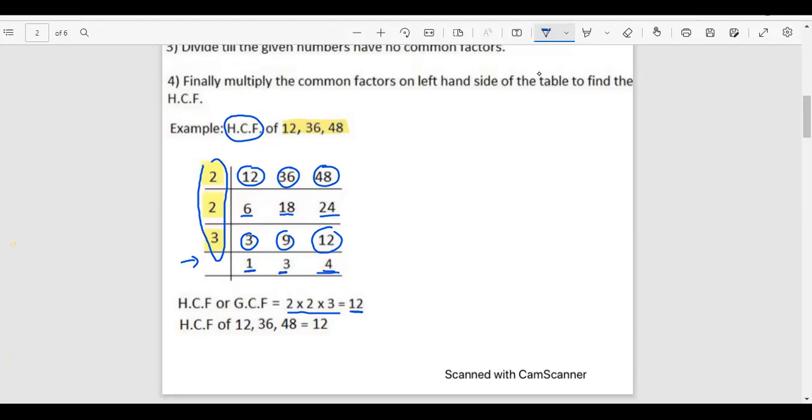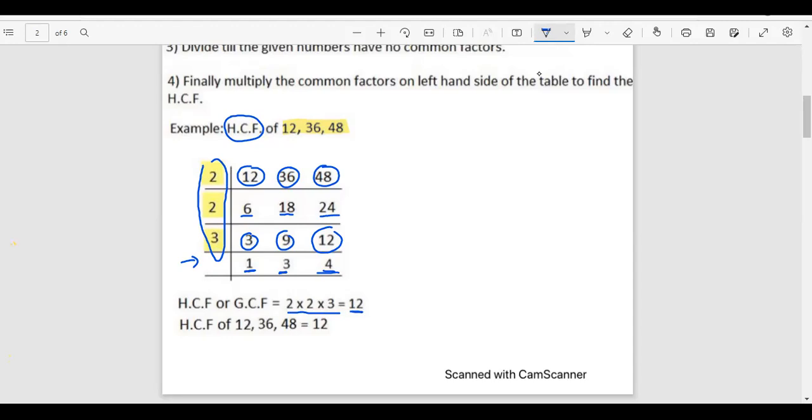Yes, ma'am. Ma'am, in the last one where it says 1, 3, or 4, can't we use like 3 and make it 1 and then 4? Yes, very good point. We will do that in case of LCM. This is the difference in HCF and LCM.